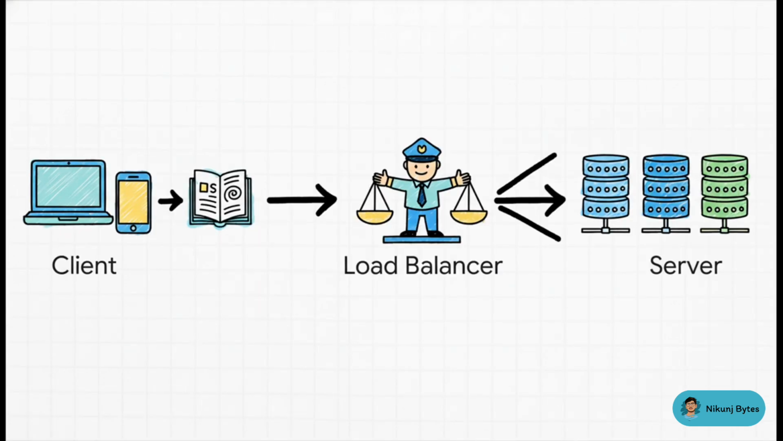So let's look at our system now. The user's request still goes to the DNS first, but now instead of getting the IP address of our one server, it gets the address of the load balancer. The load balancer then takes over and passes that request to whichever server is least busy. And just like that, we've built a system that can handle a massive amount of traffic without breaking a sweat.